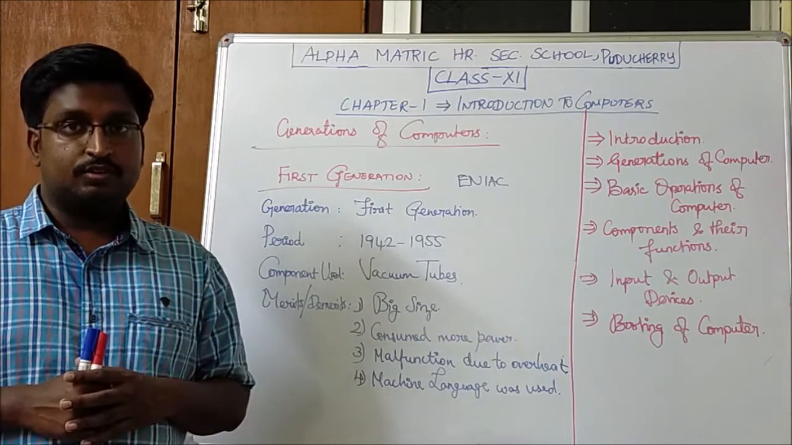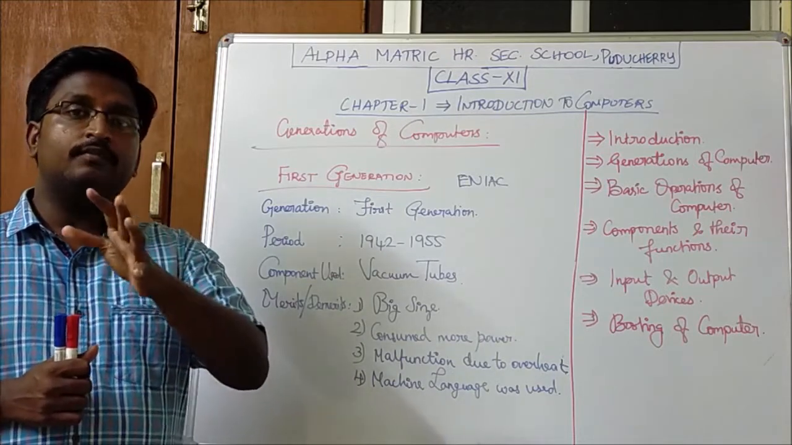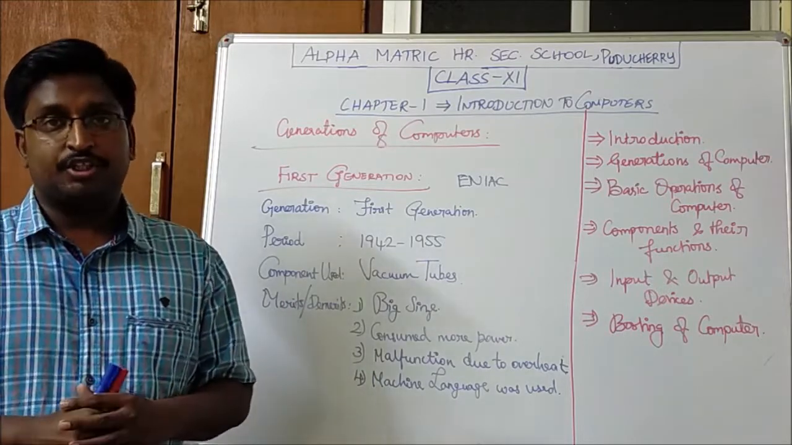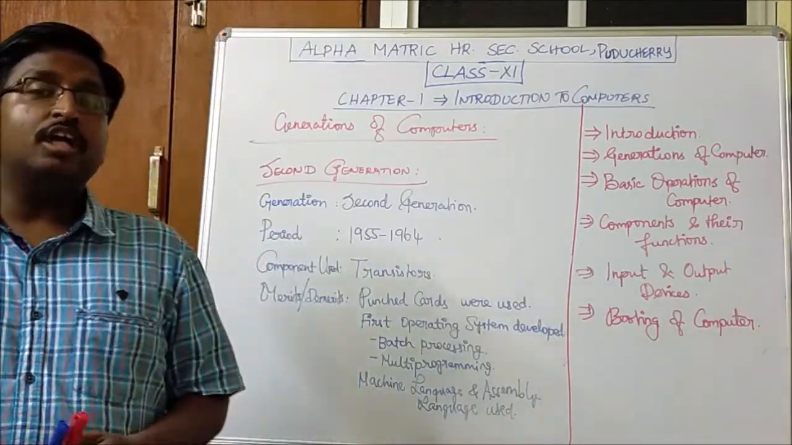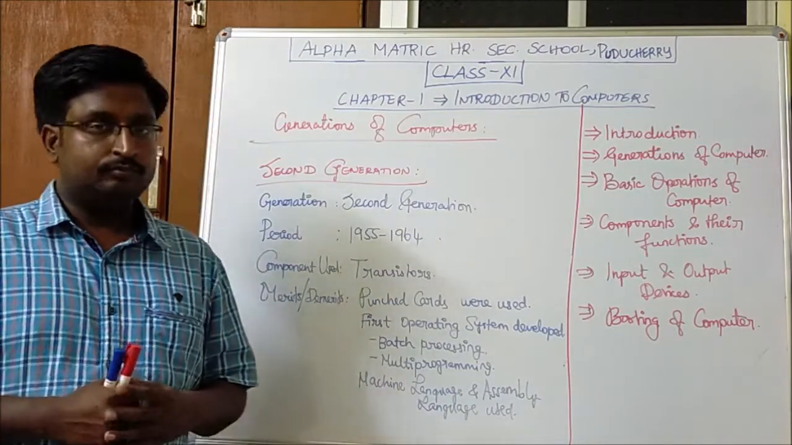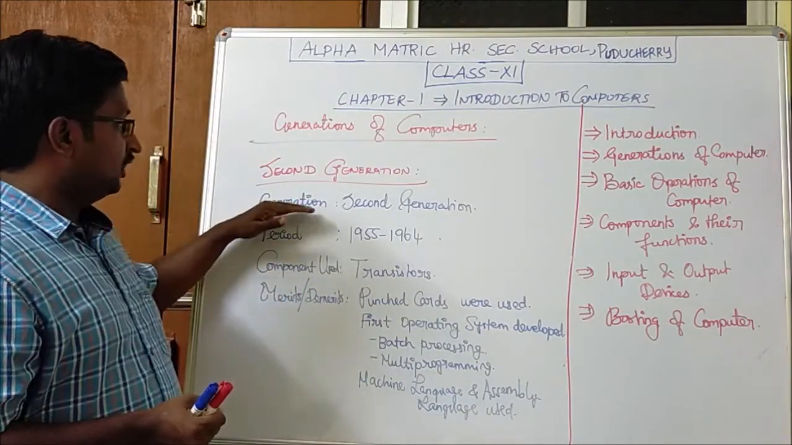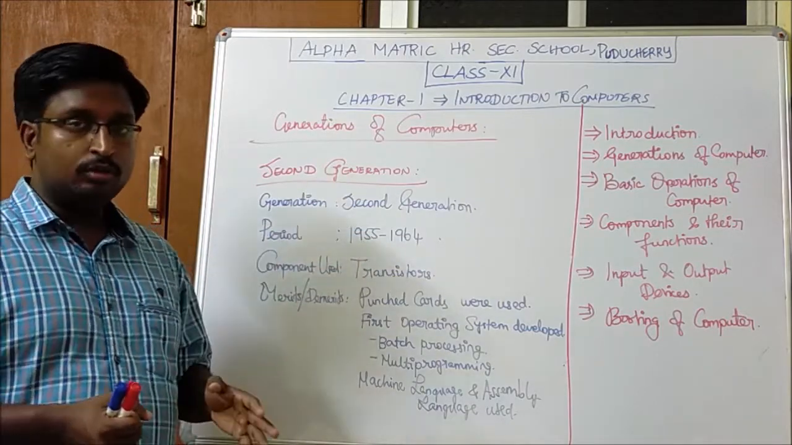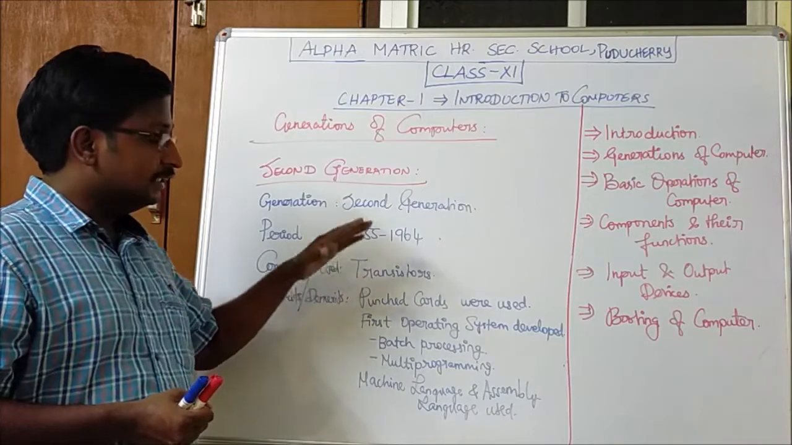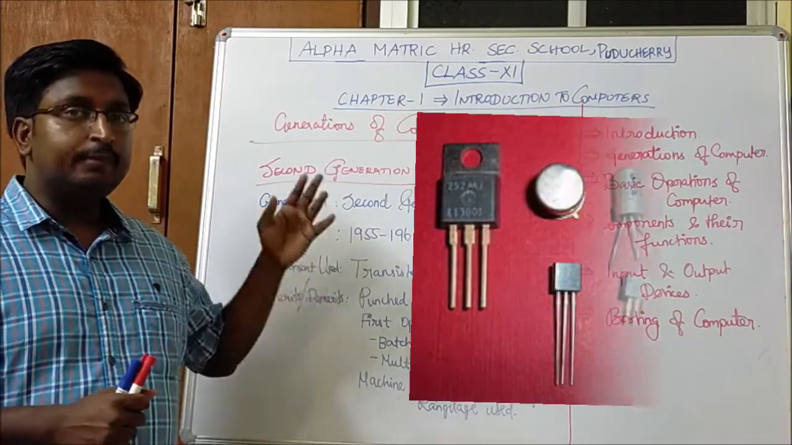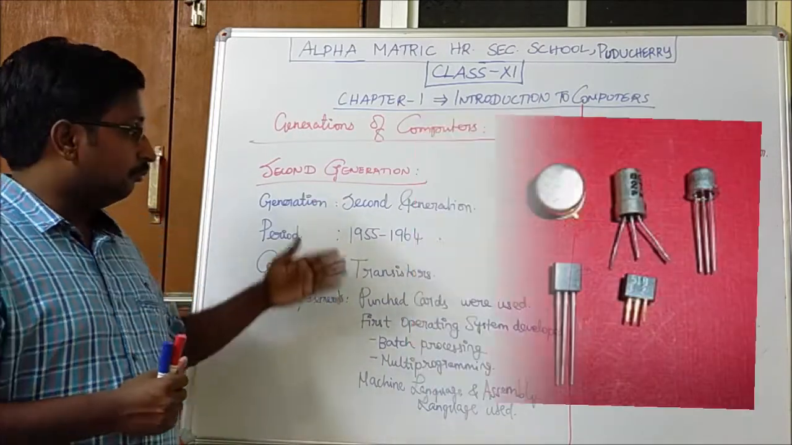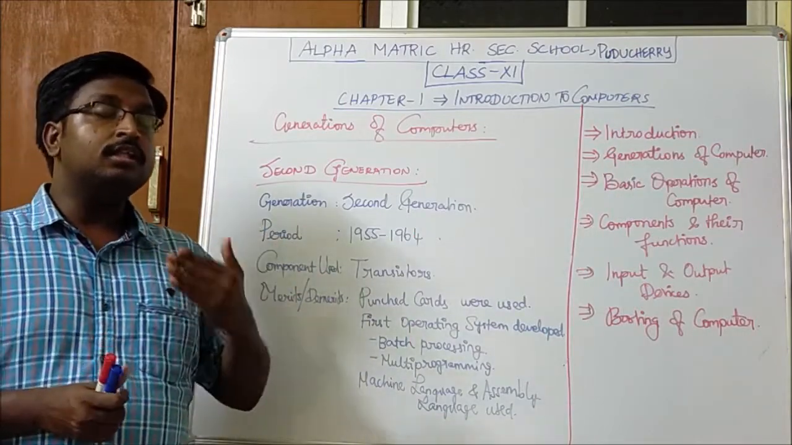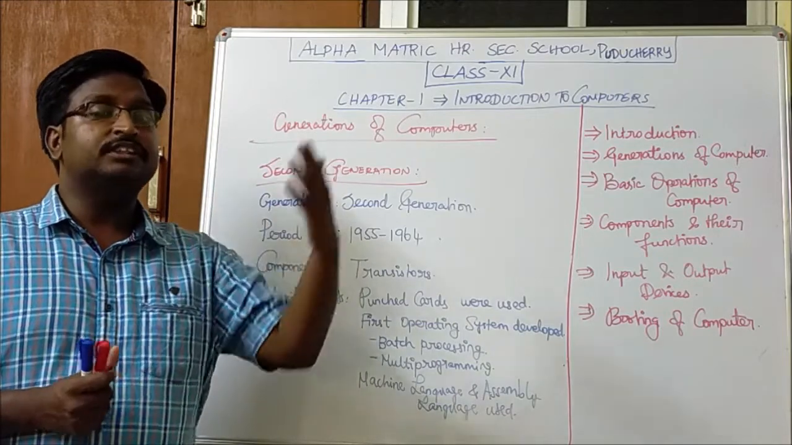To overcome this, they have developed a new component which they have implemented in the second generation. Next, we are going to see about the second generation. The name of the generation is second generation, and the period is 1955 to 1964, and the component they have used is transistors. This is the image of the transistor, and by using this transistor, they have overcome all the disadvantages they have faced in the first generation.